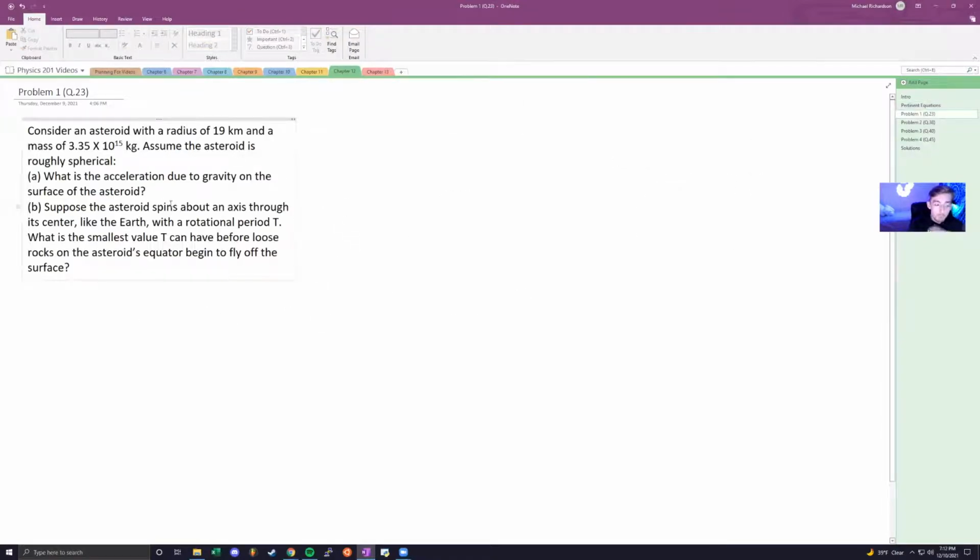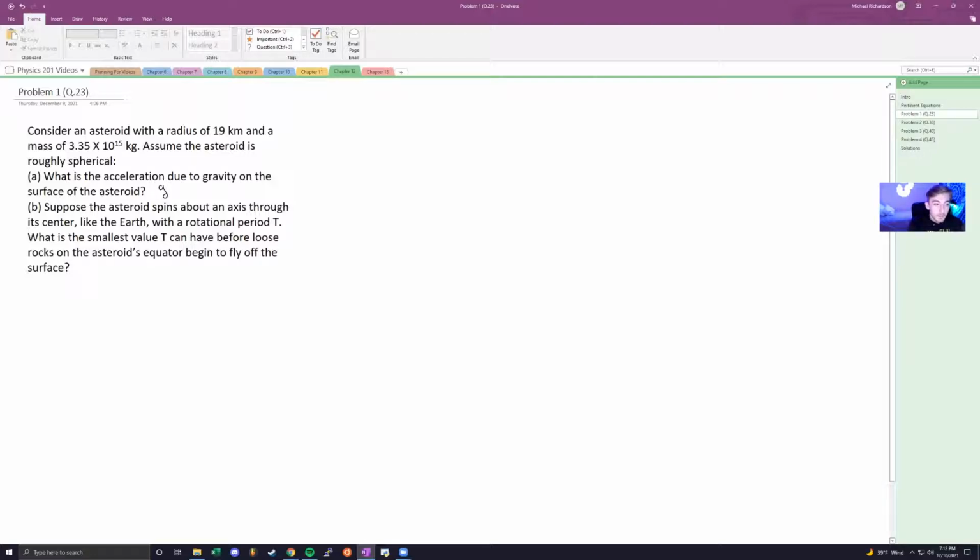For problem 1, we want to consider an asteroid with a radius of 19 kilometers and a mass of 3.35 times 10 to the 15th kilograms. This thing is massive. We want to assume that the asteroid is roughly spherical, which makes our calculations a little bit easier. What is the acceleration due to gravity on the surface of the asteroid? So we're going to find our little g here.